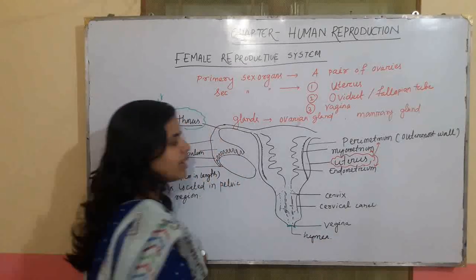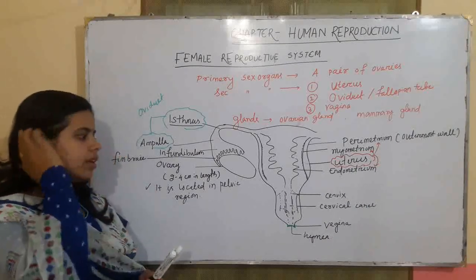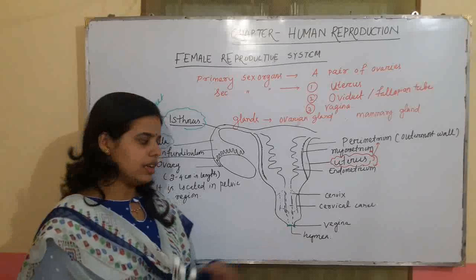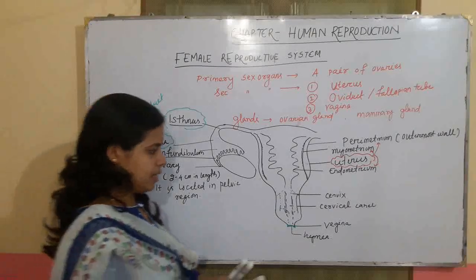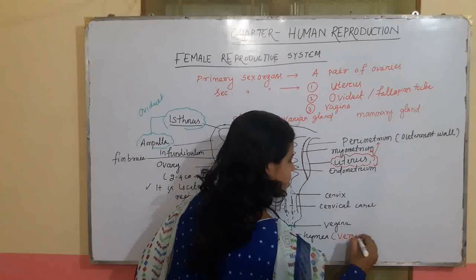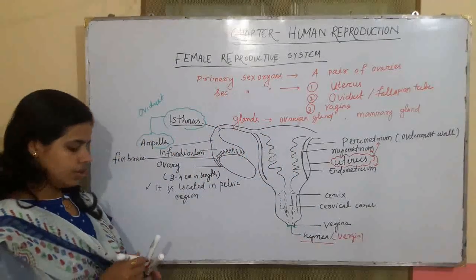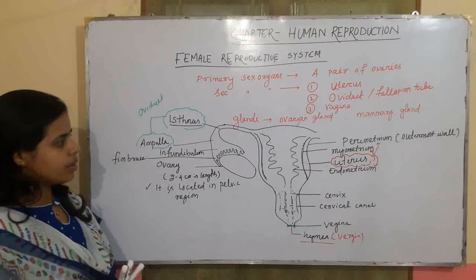Normally in a normal female, the hymen is not present. The hymen is only present in the case of virgins. Female virgins have this hymen. So this is all about the female reproductive system.